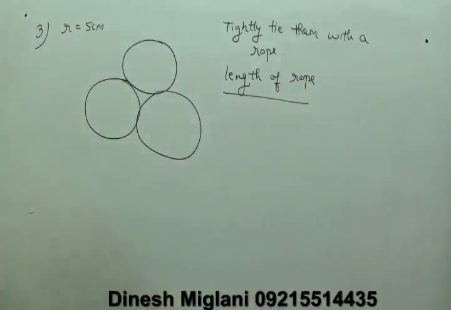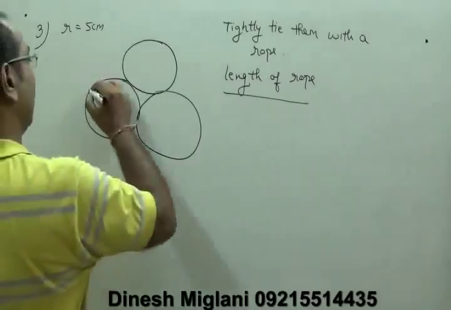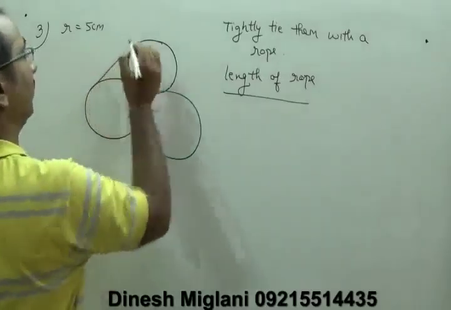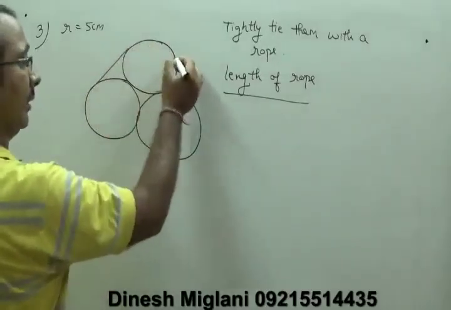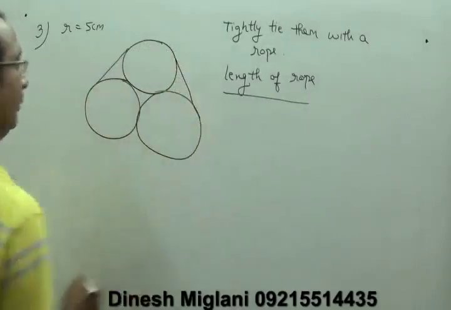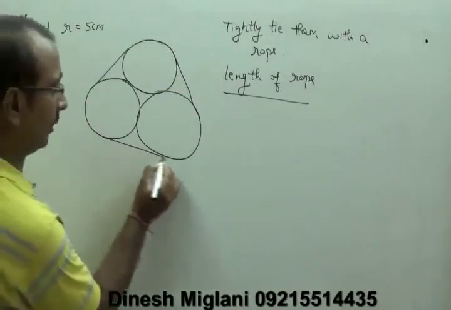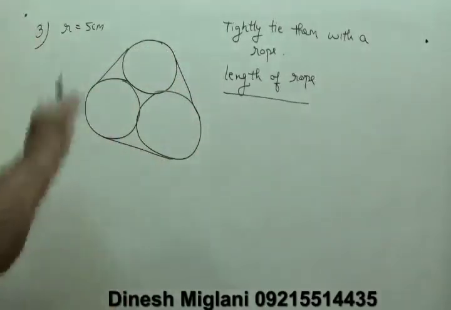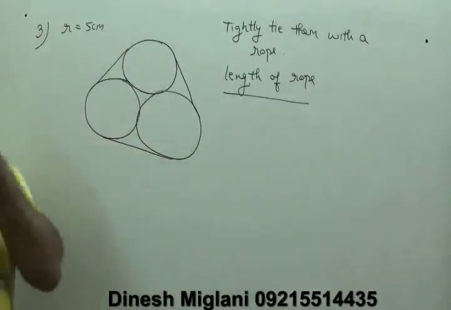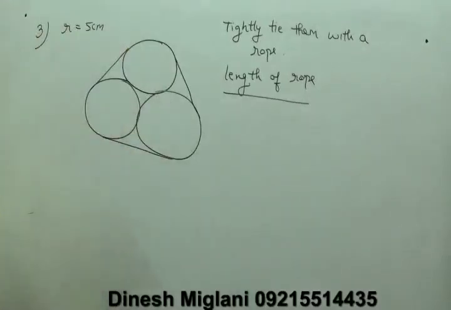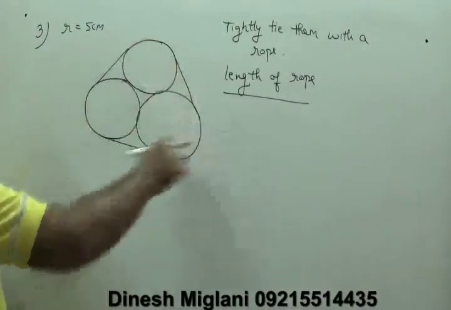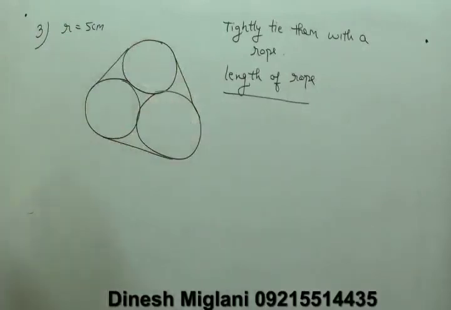Okay. Now when I look at this question, tightly tied means that when I meet this, that would be a straight line, then it would be a curve, then I meet this point, that would be a straight line, then I meet this, that would be a straight line, and this is a curve. Now by that rope we can tightly tie it. It is given that the radius of the circles is 5. We have to find the length of the rope. How can we take it?